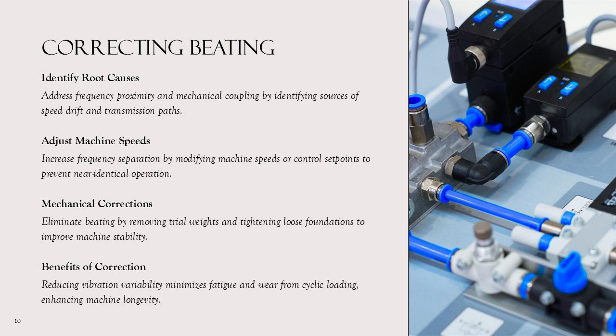Common strategies include adjusting machine speeds to increase frequency separation, identifying and rectifying sources of speed drift, and isolating transmission paths between machines. For example, removing a trial weight after balancing or tightening loose foundations can eliminate conditions that promote beating. In some cases, operational adjustments such as modifying control setpoints can prevent machines from running at near-identical speeds. Effective correction not only reduces vibration variability but also minimizes the risk of fatigue and wear caused by cyclic loading.